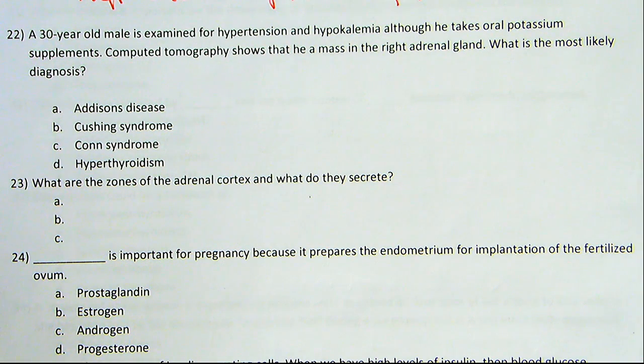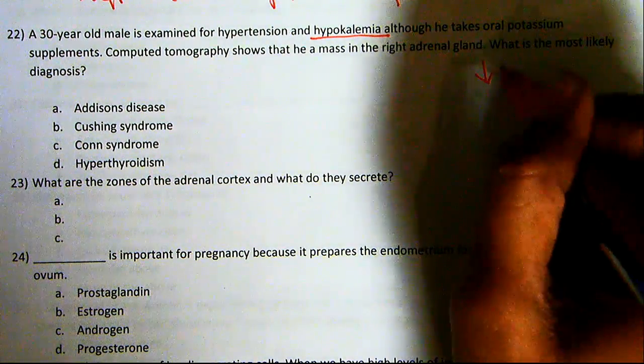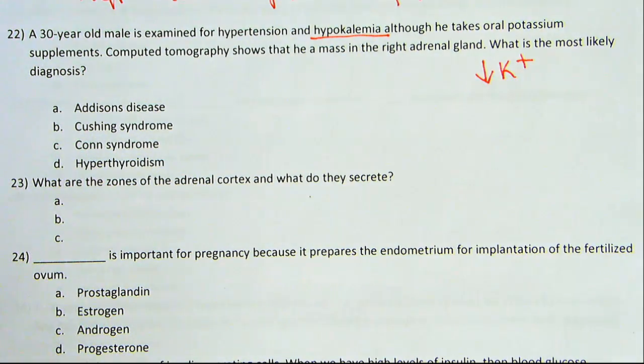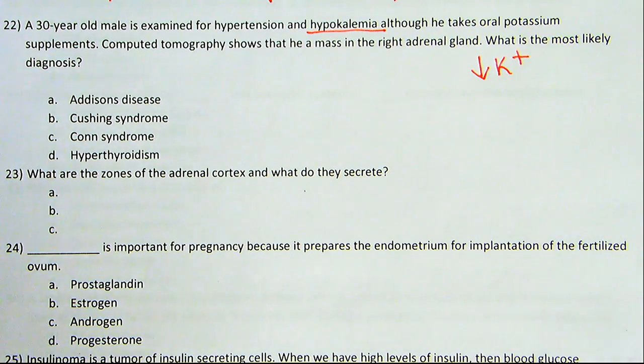For hypertension and hypokalemia. So hypokalemia means low potassium in the blood. Although he takes oral potassium supplements. The computed tomography shows that he has a mass in the right adrenal gland. What is the most likely diagnosis?